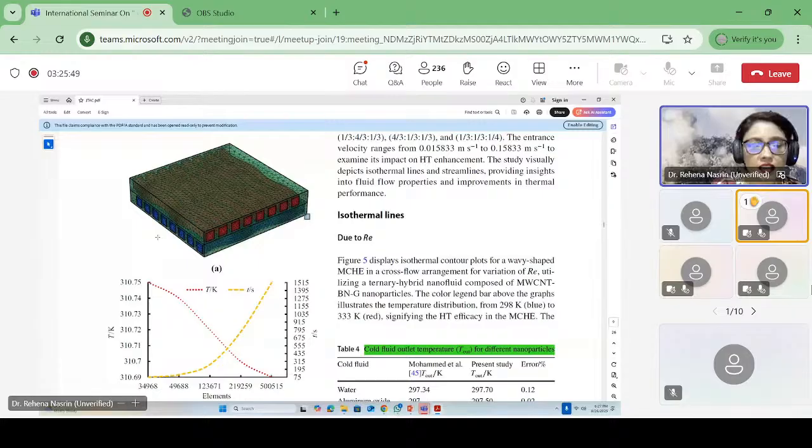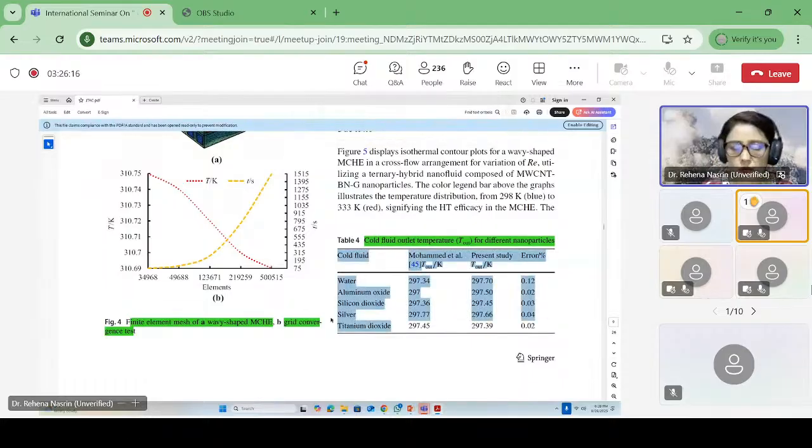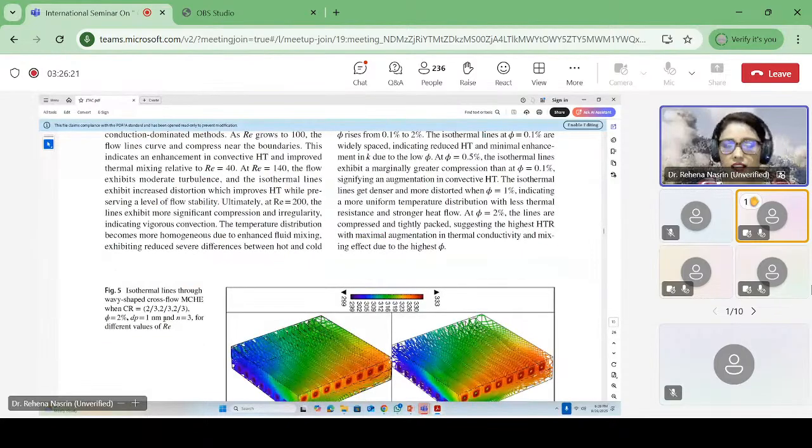When the cold fluid enters here, the temperature increases, but when the hot fluid enters here and exits this way, then the hot fluid temperature decreases due to the heat exchange between solid and fluid material. So these are the cold fluid thermal conductivity and properties, and many more things.